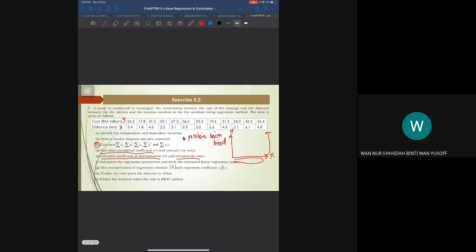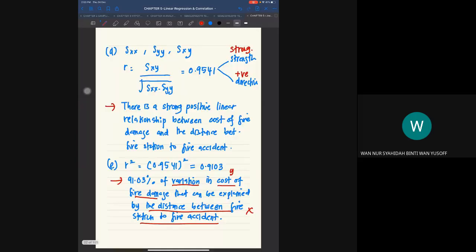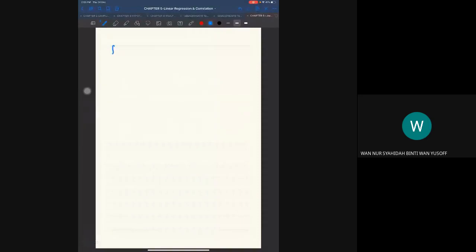Okay, and then estimate the regression parameters and write the estimated linear regression model. So that's your beta naught cap and also beta 1 cap. Remember that we have to calculate manually. What do you get for your beta naught and also beta 1 cap? Beta naught.